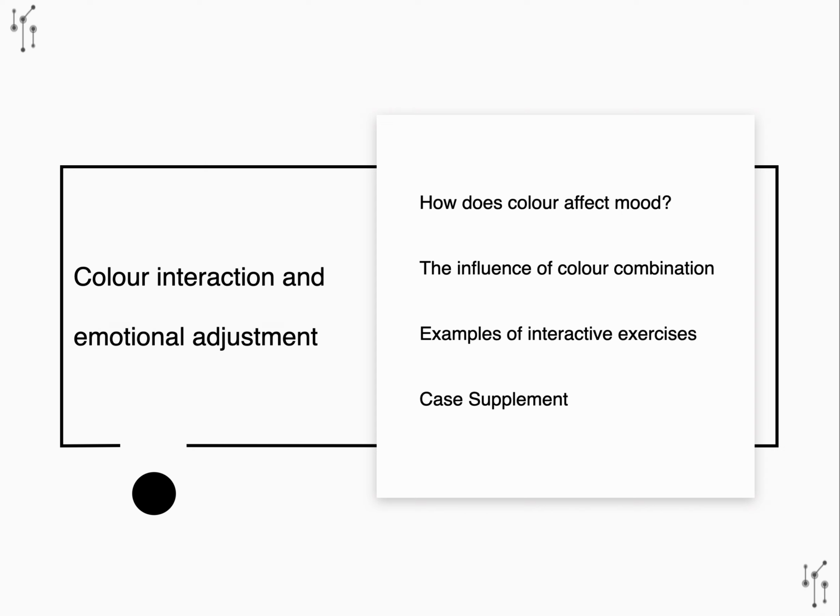Here are some examples of interactive exercises. Ask patients to choose the color that appeals to them the most and use this as a starting point to observe the direct impact of color on mood. Gradually guide the patients to try new colors, such as adding yellow elements to a blue painting to feel the mood changes. Record the patient's emotional responses to different colors so that a personalized treatment plan can be designed.